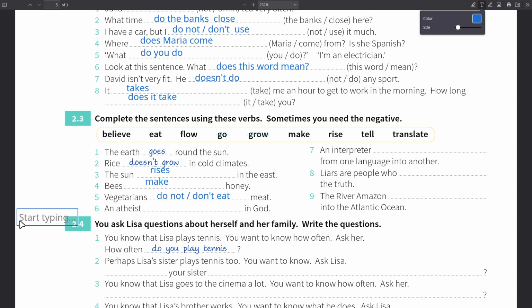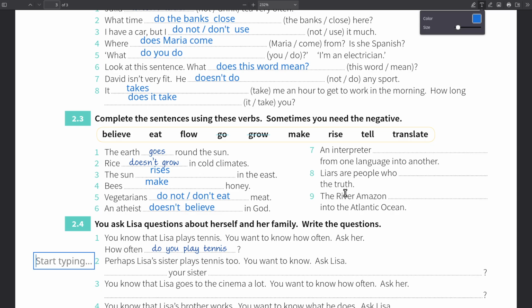An atheist, okay. In this case, does not or doesn't is the same, right? In this case, our verb is going to be believe. An atheist doesn't or does not believe in God. I'm going to delete one of them. Nice. Next one.